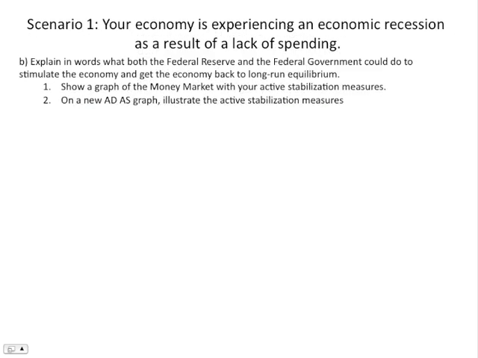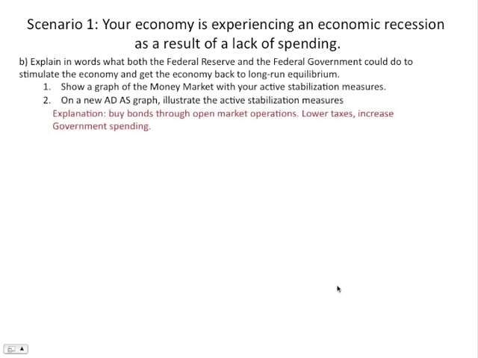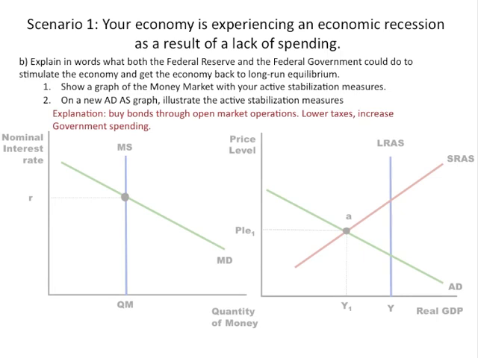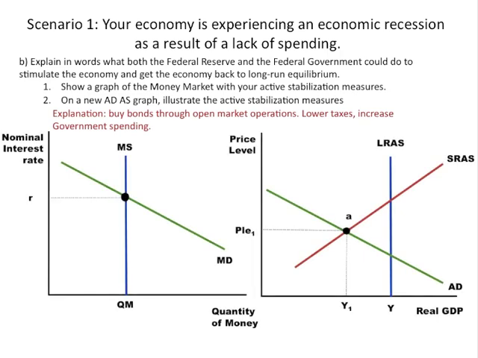Okay, continuing on with scenario one, now we need to explain if the Federal Reserve and the federal government wanted to get us back to long run and not allow the economy to automatically adjust, what could they do? Well, we know the Federal Reserve would buy bonds through open market operations, and the federal government would lower taxes and increase spending. So here we have the money market graph on the left and the long run model on the right. And so what we want to illustrate here is the Federal Reserve buying bonds.